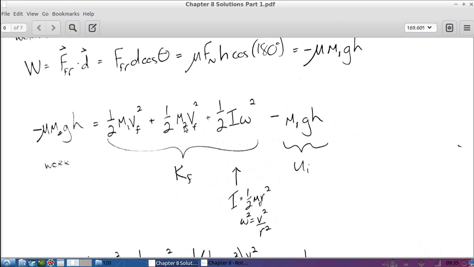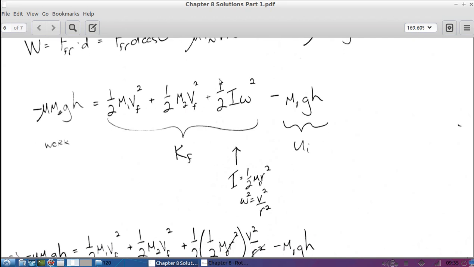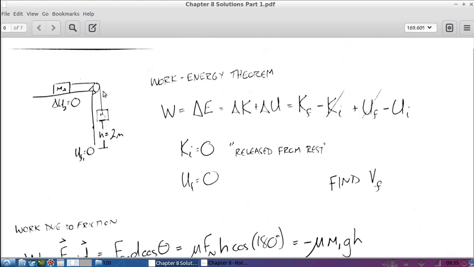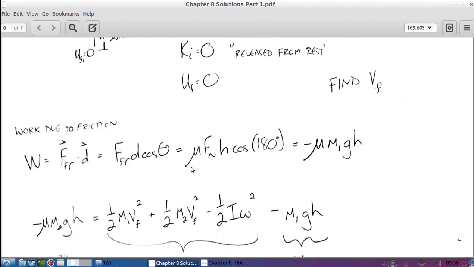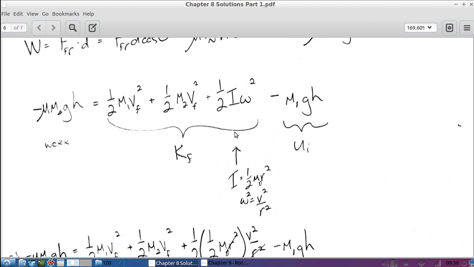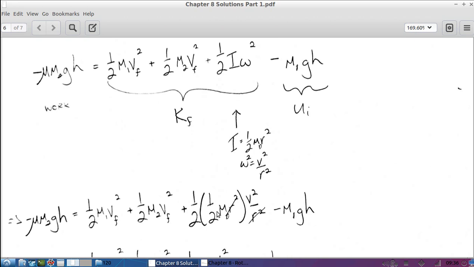But the pulley, I cannot neglect its mass anymore, so it is going to have a 1/2 I omega squared, right? It's not rolling, right? It's not rolling down a hill, so it's just rotating, but it does have a final rotational kinetic energy. Okay, I know the rotational inertia of the disk, 1/2 mr squared, so I'm going to substitute that in, 1/2 the mass of the disk r squared.